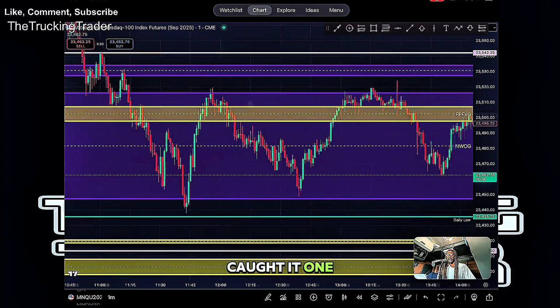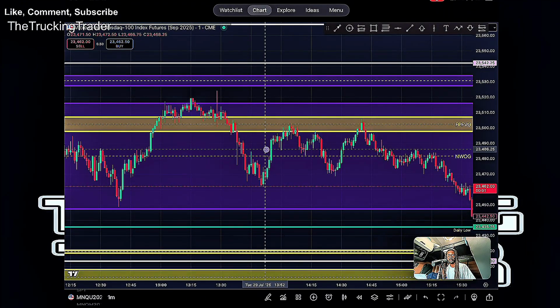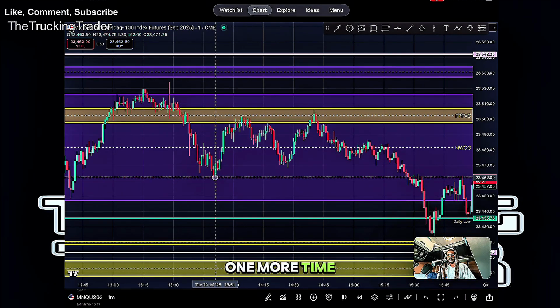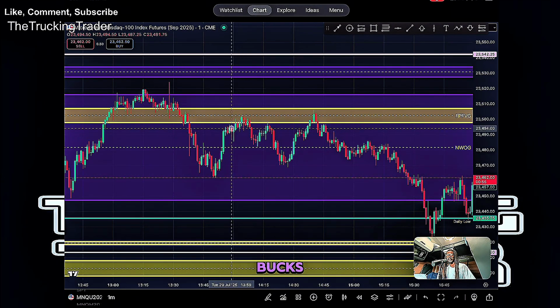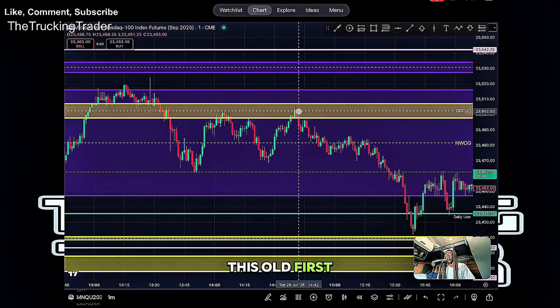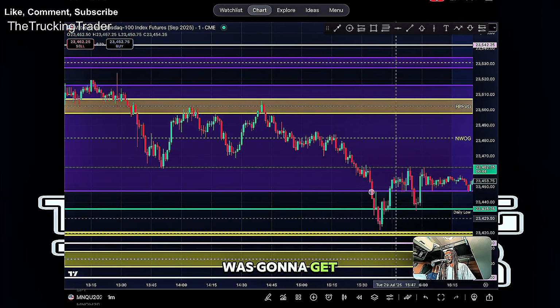And then I caught it one more time over here somewhere. I caught it one more time and I made like an extra $140 with the same idea that it shouldn't hit this. But after it kept bouncing around this old first presented fair value gap, I kind of knew that this was going to get hit, right?